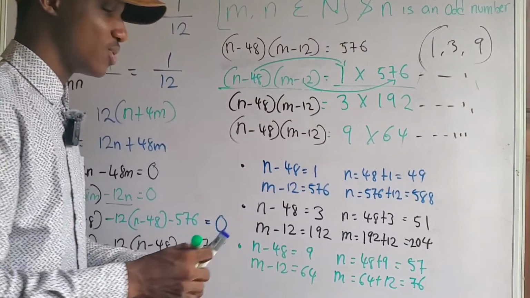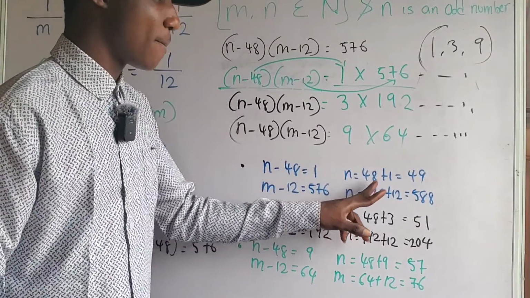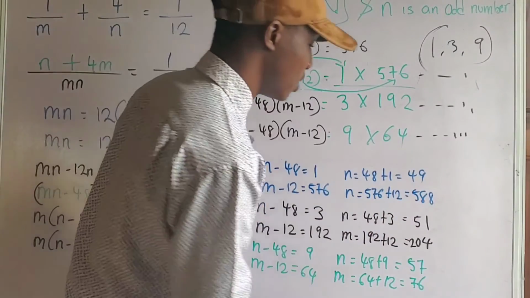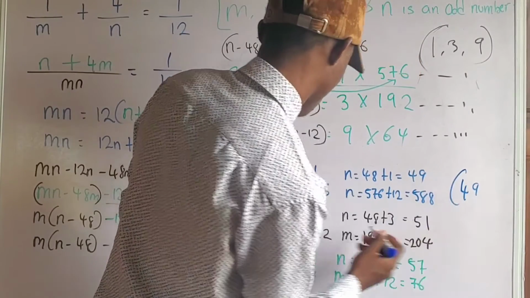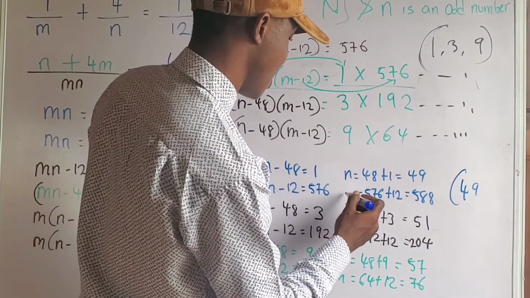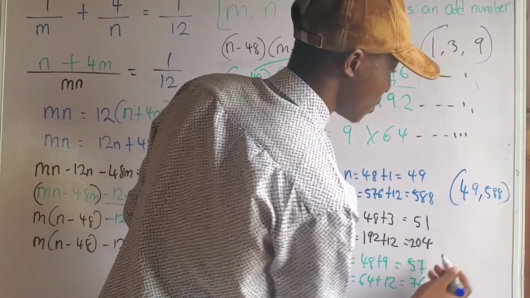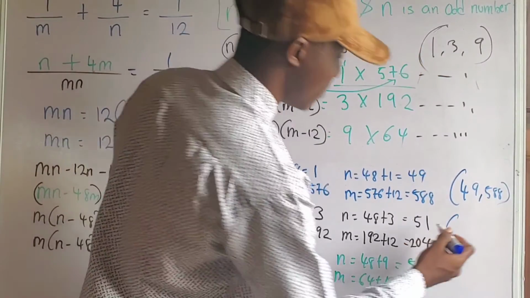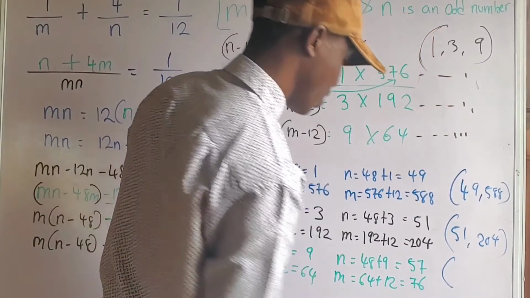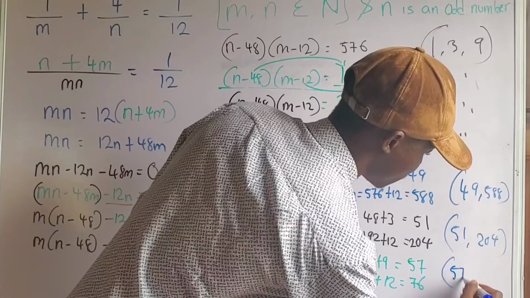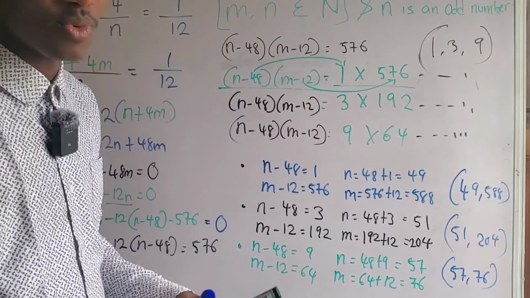So the solution to that question is this: n equals 49 and m equals 588, the first solution. The second solution is 51 and 204. Then the third solution is 57 and 76. You can see that it's simple.